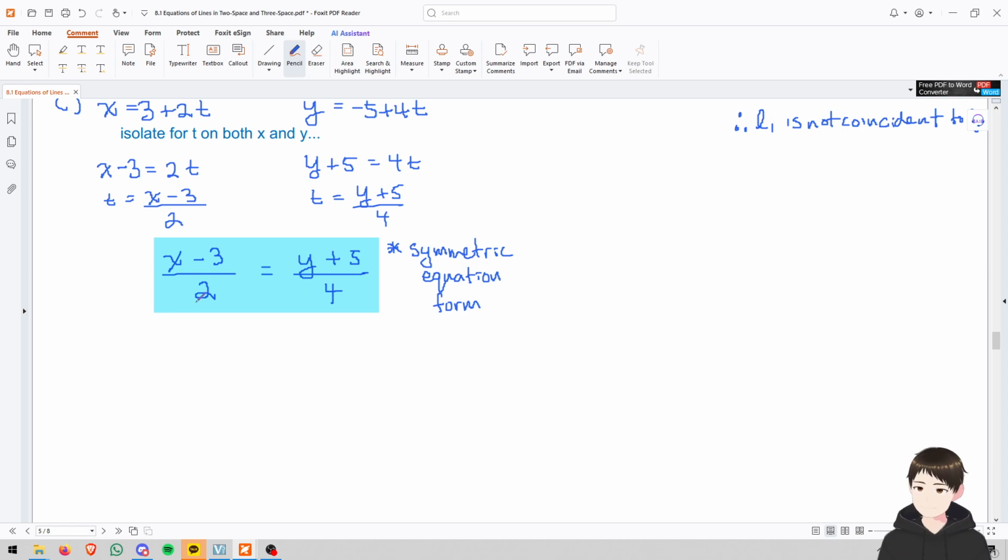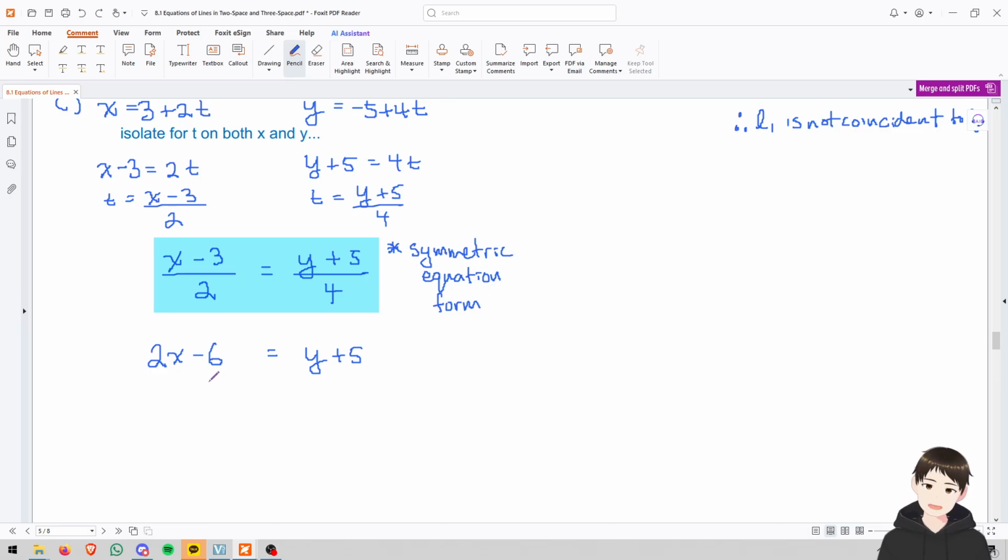So watch this. Since 4 is a multiple of 2, I'm going to multiply both sides by 4. This becomes 2x minus 6 equals y plus 5. If you're wondering what the heck did I just do, I multiplied both sides of the equal sign by 4. Try it out, and you'll get the same result.